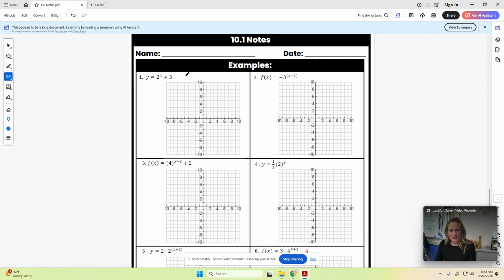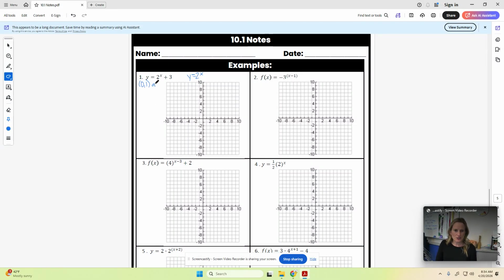In this one, our parent function is 2 to the x. So we have that base of 2, and that's important to note. And then there are a few key things that we want to talk about when we are looking at these. For example, in this one, I want to make note of the fact that my y-intercept is going to be at (0, 1) for the parent function.